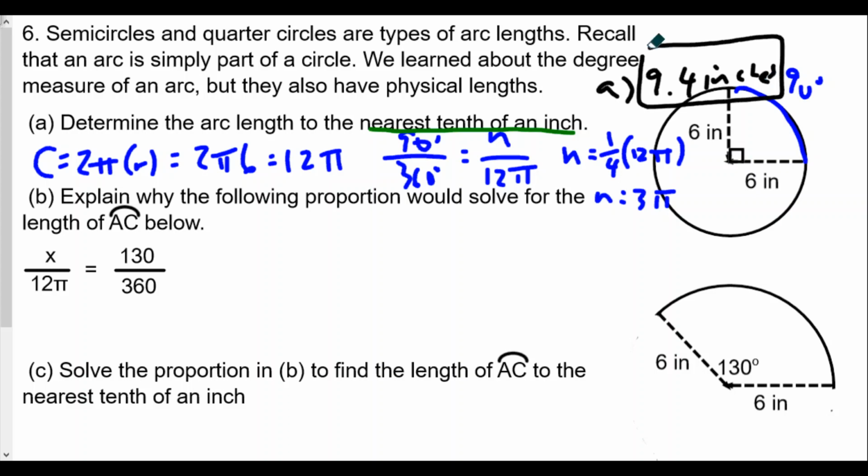Now I hope that, again, it's not just the answer. You're going to show how you got the answer though. If you knew that's 1/4 of a circle, just say 1/4 of 12 pi of the full circumference, that's totally cool too, because you get the exact same answer.